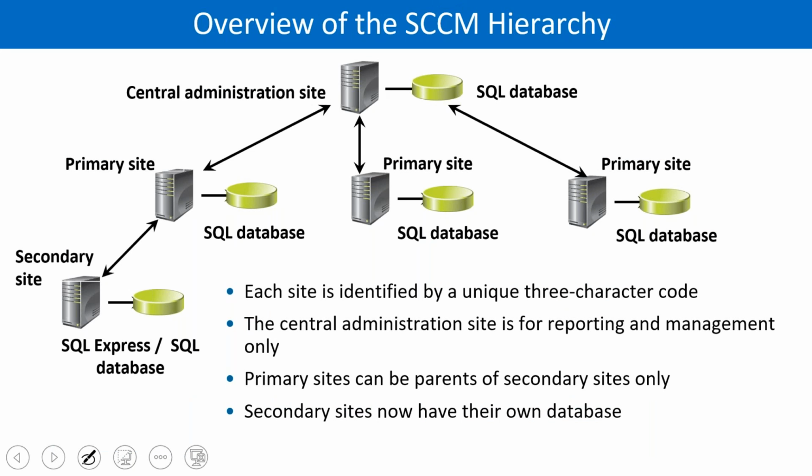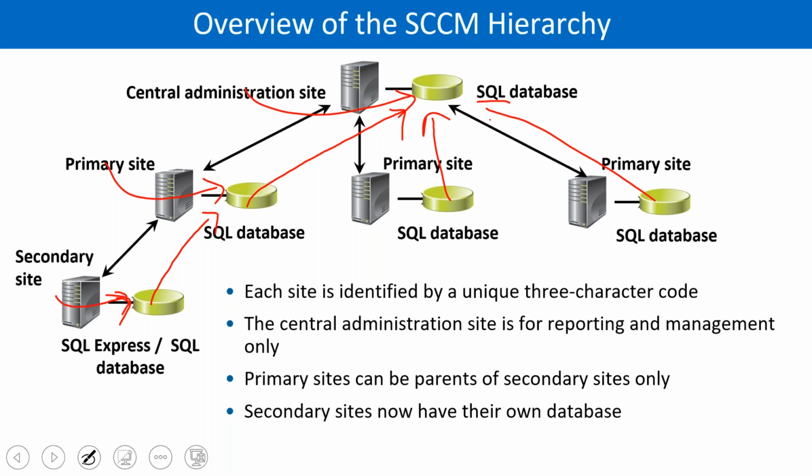So database replication happens because, as I mentioned earlier, all the sites need a database. The secondary needs a database, primary needs a database, and central needs a database. And how does the database replication happen? From downward to upward. So secondary will send the data to primary, and primary will send the data to central. Got it? Any question?